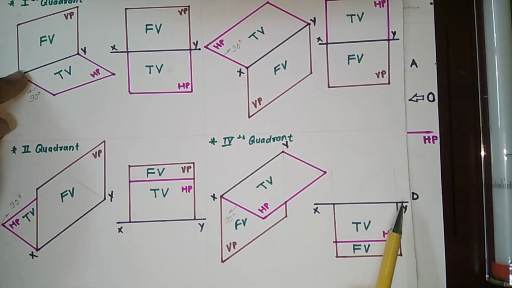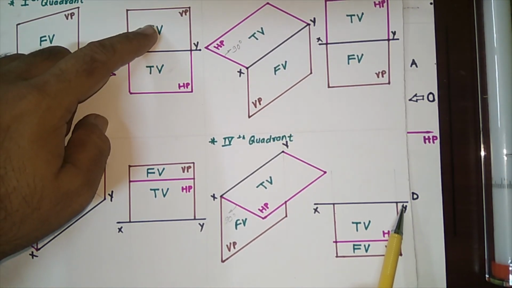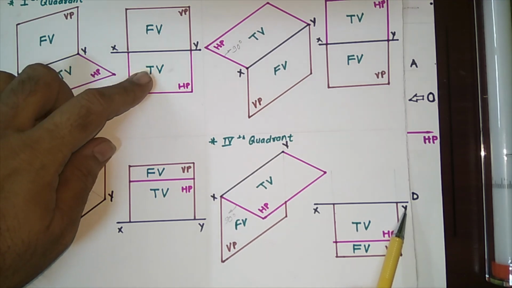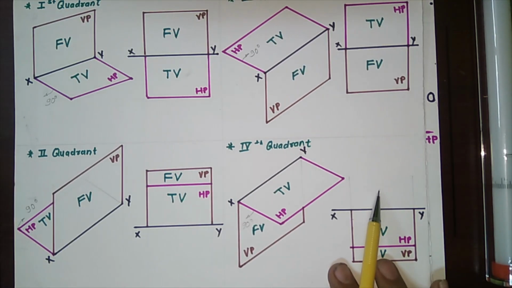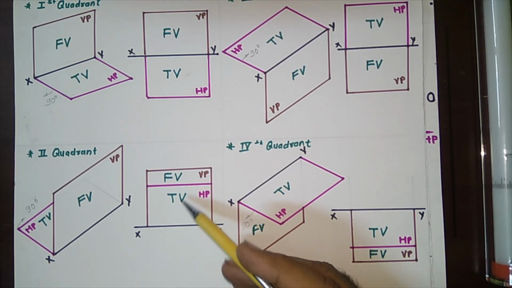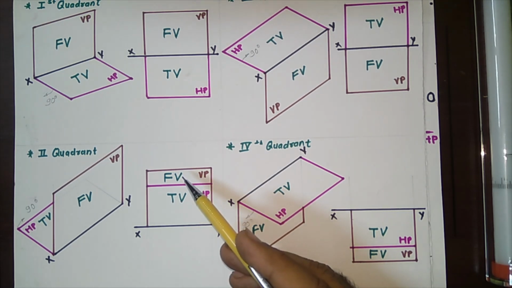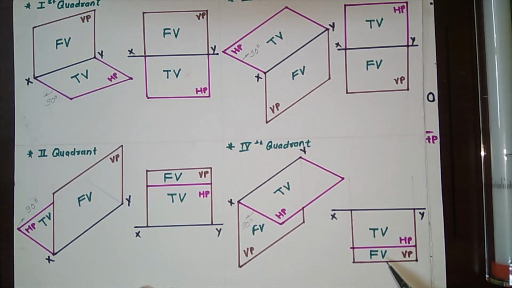Okay, so basically we have seen one more thing over here. In first quadrant, front view is above XY line and top view is below XY line. In second quadrant, front view and top view both will be above XY line. In fourth quadrant, front view and top view both will be below XY line. And in third quadrant, front view is below XY line and top view is above XY line.